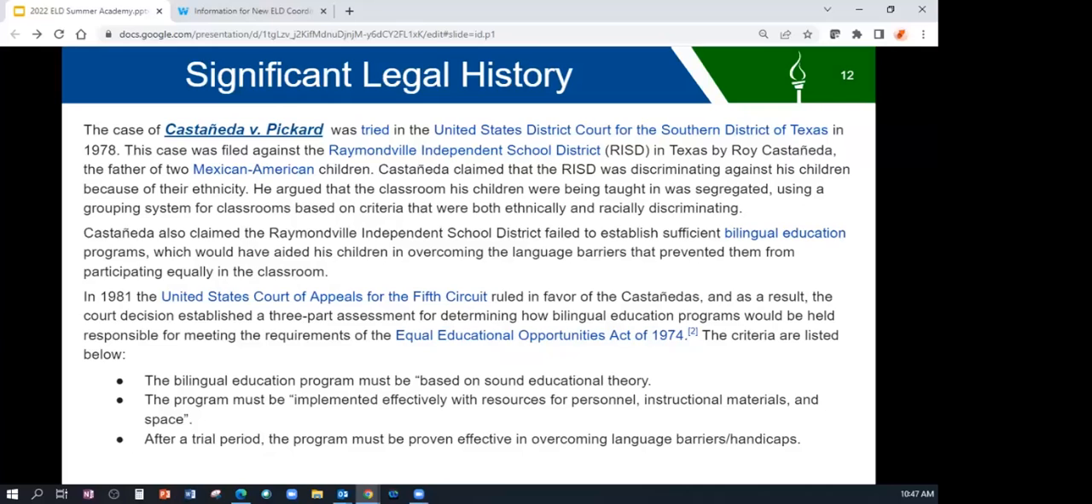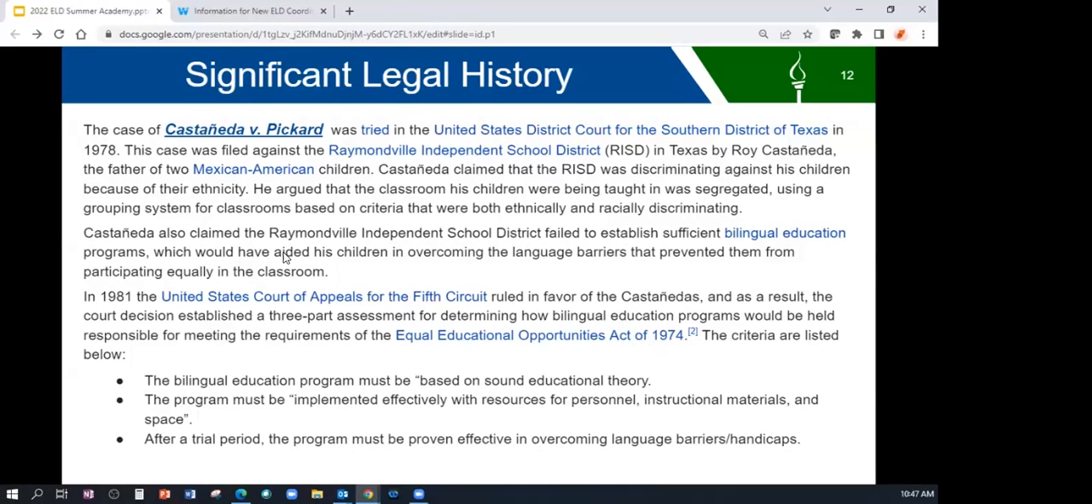everyone the same thing, and really picking out what is necessary. So in this case, it was in the United States District Court in Texas. There was a parent, Roy Castaneda. He was the father of 2 Mexican-American children, and he felt that his children were being discriminated against because of their ethnicity. He didn't feel like they were getting the kind of education that he felt they needed.